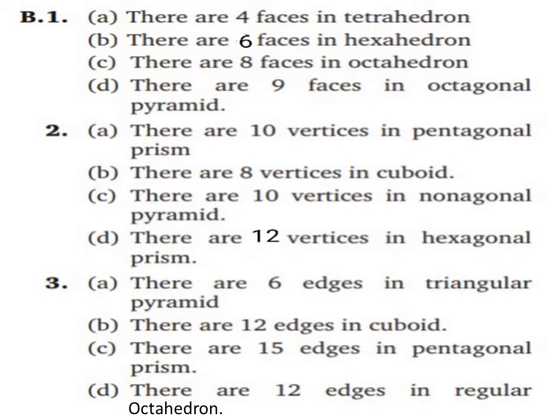Now third question, see in your book, how many edges does each of the following solids have? So A part is triangular pyramid. So there are 6 edges in triangular pyramid. Now B part, cuboid. So there are 12 edges in cuboid. Now C part, pentagonal prism. So there are 15 edges in pentagonal prism. Now D part, regular octahedron. So there are 12 edges in regular octahedron.